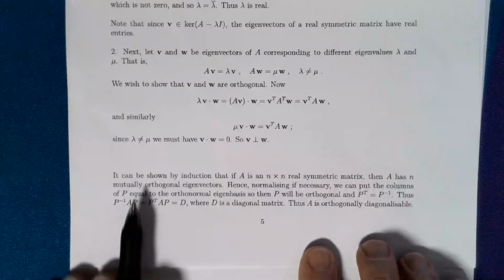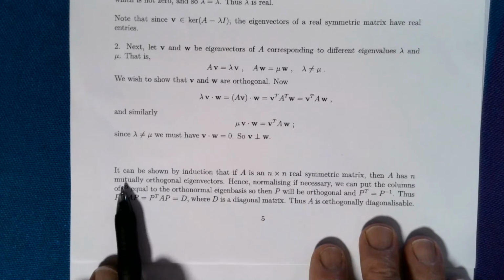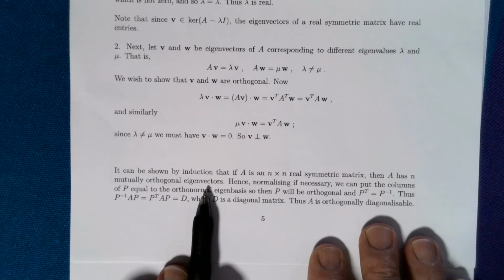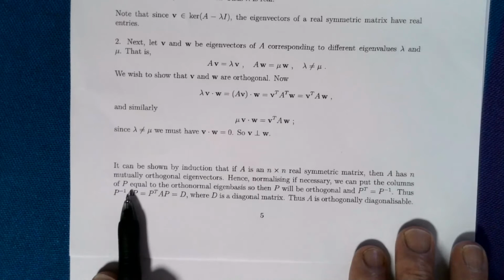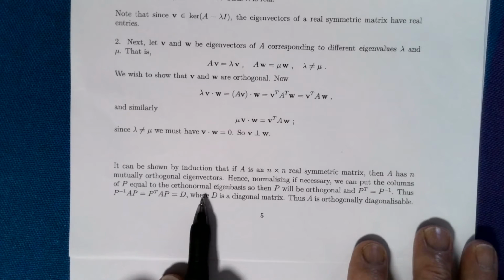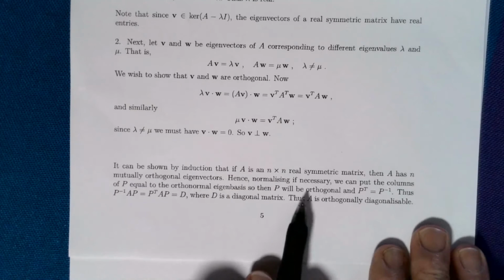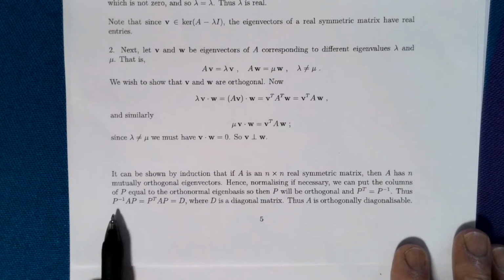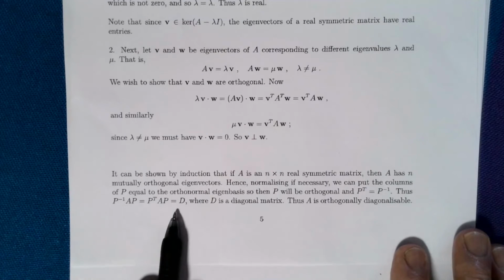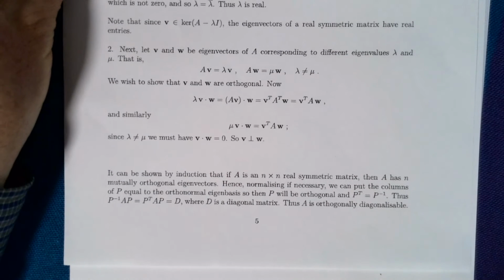Now it can be shown by induction that if A is a real n by n symmetric matrix, then A has n mutually orthogonal eigenvectors, and hence, normalizing if necessary, we can put them as columns of P as we did in the earlier example. Put those orthonormal eigenbases into P, and P will be orthogonal, and that means that P transpose is P inverse, and that means that this matrix P orthogonally diagonalizes the matrix A. So that's a little bit of theory that we needed, and we'll have a look at a couple of further examples of this.